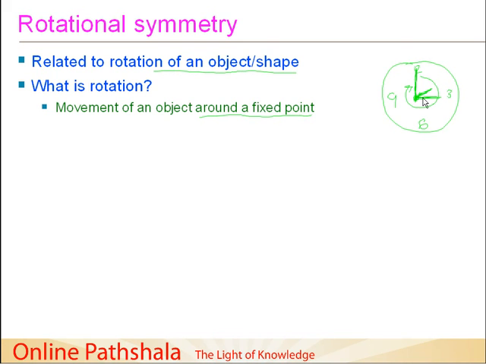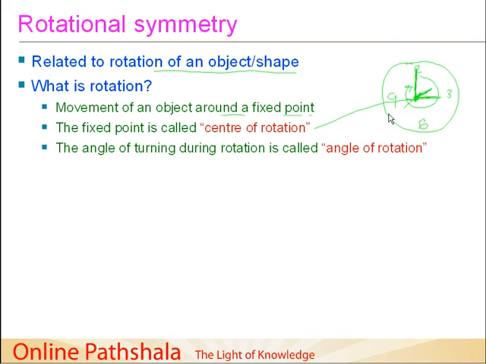So these three hands of a clock are set to rotate around this center, and this center, around which these hands are rotating, is said to be the center of rotation. So this point is the center of rotation for the clock, and the angle of turning during rotation is called the angle of rotation. It's just the small angles that the seconds, the minutes or the hour hand makes, that is called the angle of rotation. We'll see about this angle of rotation a bit more in detail.